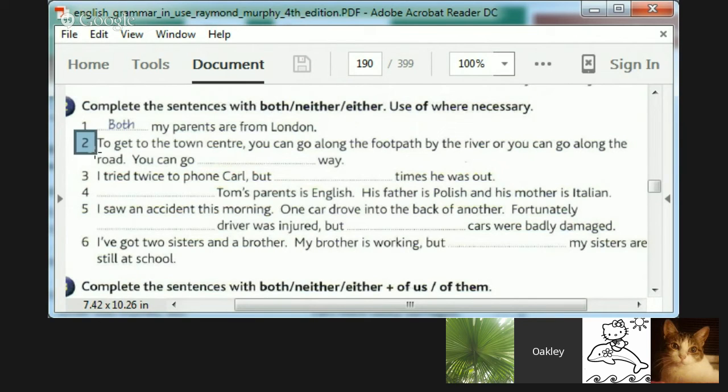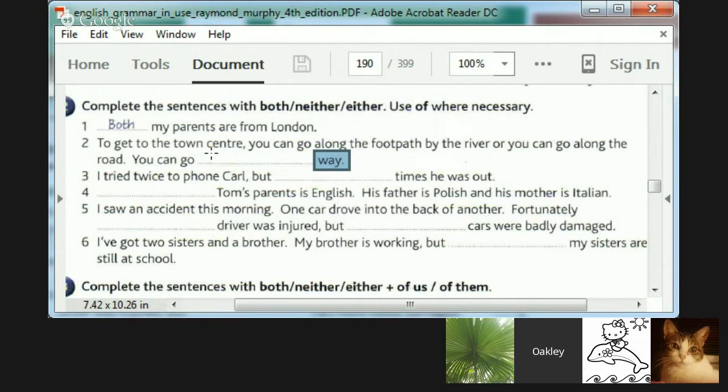Carolina, number 2. To get to the town center, you can go along the footpath by the river, or you can go along the road. You can go either of way. Well, no. You don't need of here. In fact, it won't work because we have way. Way is a noun here. So you don't need of. You can go either way.